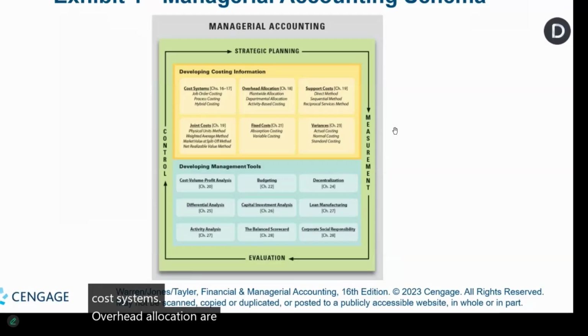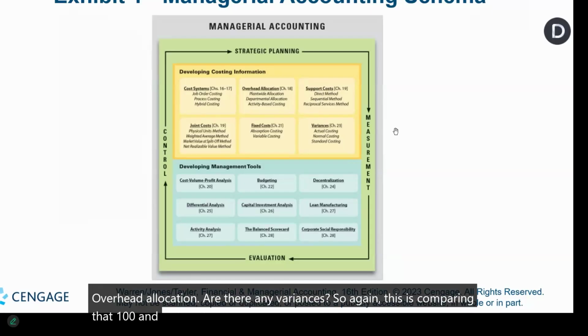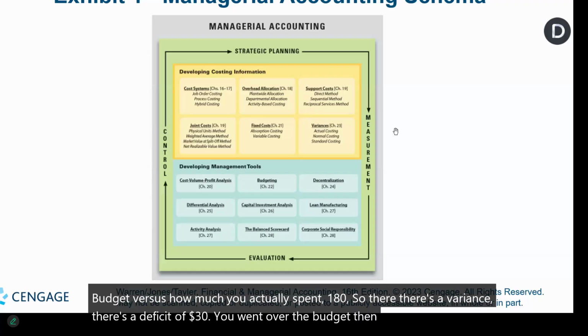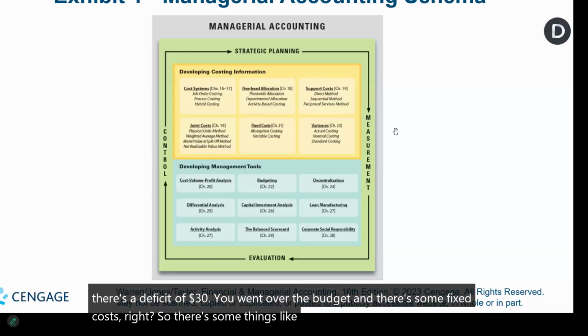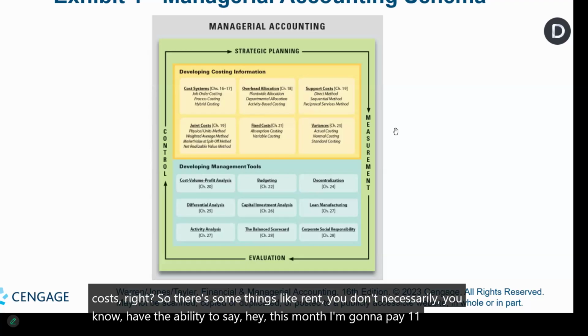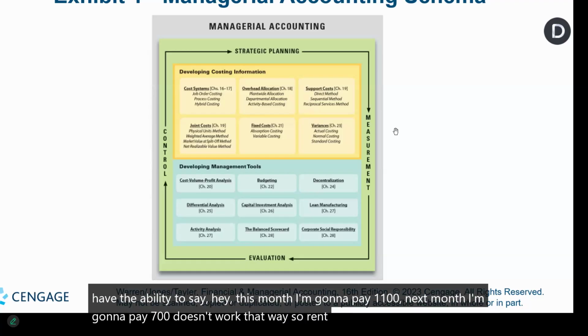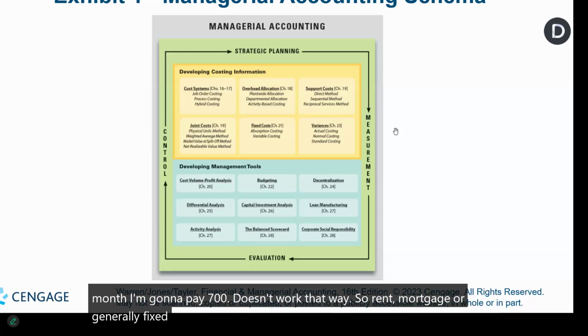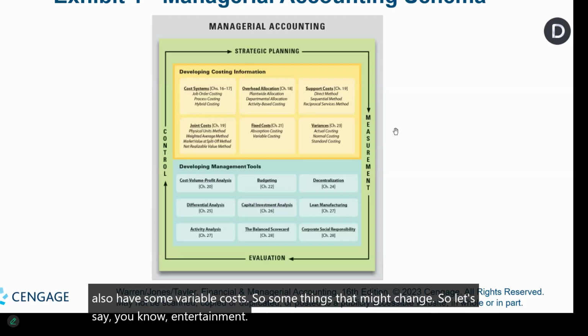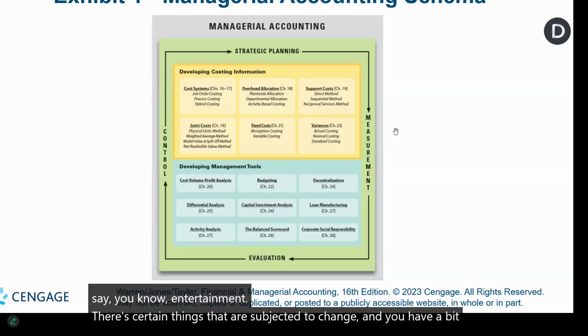Are there any variances? So again, this is comparing that $150 food purchase budget versus how much you actually spent, $180. So there's a variance, a deficit of $30. You went over the budget. Then there are some fixed costs, right? So there are some things like rent. You don't necessarily have the ability to say, hey, this month I'm going to pay 1,100, next month I'm going to pay 700. Doesn't work that way. So rent, mortgage are generally fixed costs, phone bills, things of that nature. And then you might also have some variable costs, so some things that might change. So let's say entertainment. There are certain things that are subject to change, and you have a bit more control over those things.